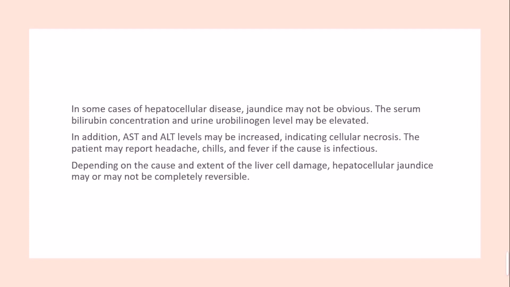Okay, so here it says that AST and ALT levels will be increased, indicating that there is some cellular necrosis happening inside the body. And the patient will also report some symptoms like headache, chills, and fever, which is because of the infection which is present in the body. But the main symptoms of jaundice, like yellow discoloration of the sclera and dark yellowish urine, these symptoms will not be shown and seen in the patient.